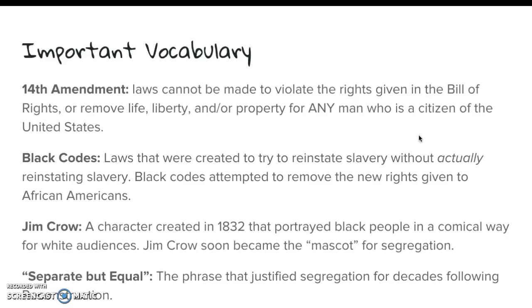And the phrase separate but equal, which you've heard since first or second grade when you talk about civil rights and Martin Luther King Jr., that phrase actually started back during the Reconstruction era when Jim Crow laws and black codes were put in to separate the races of black and white, and really every other race. And it created segregation. So we hear that phrase separate but equal. So we're going to talk a little bit about what that means.